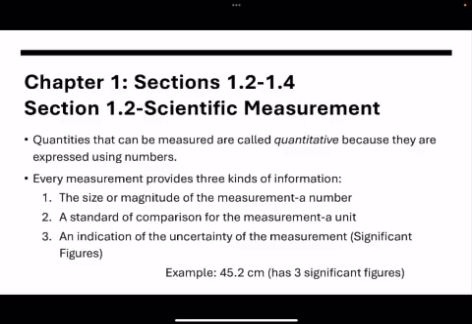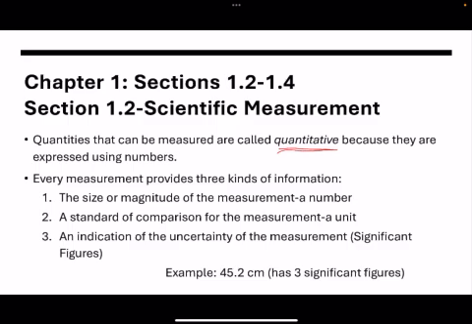So we'll start out with section 1.2 of your textbook, which is scientific measurements. So, chemistry is one of the sciences that is very heavy in math and measuring. We're often taking lots of measurements in the lab, and most of the measurements that we take are called quantitative measurements because they are expressed using numbers.